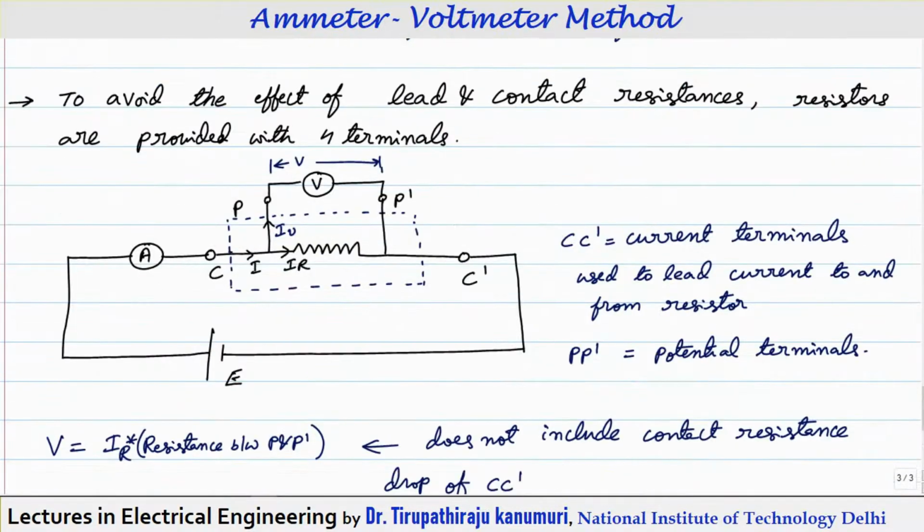So in order to avoid that problem, practically all the low resistances are provided with 4 terminals. In practice, every low resistance is provided with 4 terminals. The terminals will be named as C and C dash. The C stands for the current. So these are the current terminals used to lead the current to and from the resistor. So that will be connected to your circuit. If you want to measure the voltage across this resistor, the voltage will be measured across P and P dash. That's why P stands for the potential. These are nothing but the potential terminals.